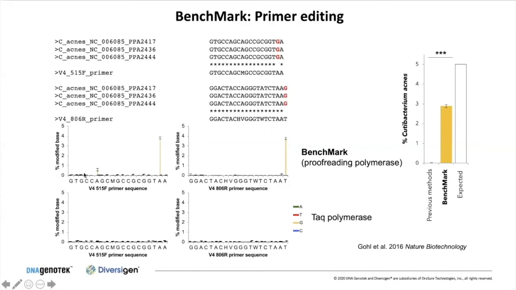And we can see that when we look at the sequencing reads and we look at the region corresponding to the primer sequences, we see an A to G and a T to G change that match the C. acnes template sequence. When we use a proofreading polymerase, but not when we use an enzyme like Taq polymerase that doesn't have this 3' to 5' exonuclease activity. And so the result of this is that we're able to then use primer editing to recover a significant proportion of the expected P. acnes or C. acnes in this mock community sample.